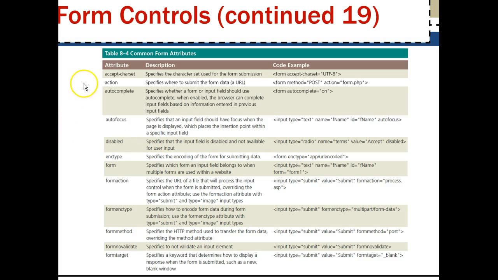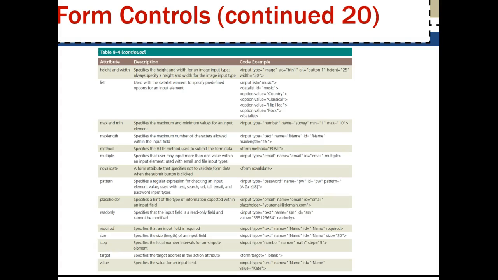So this table shows you there are a lot of common form attributes, and a lot of them are now being added into HTML5. Sometimes some of these might not be supported by all the major browsers because they're kind of new, but you have an option of all of these attributes that you can use, and in here you see the description and the code example. It just depends what you want to use it for. So these are basically the attributes of the HTML tags that you can use on your forms.